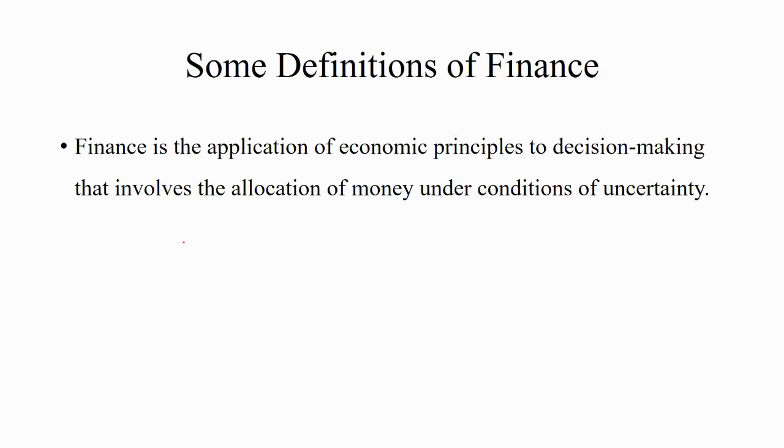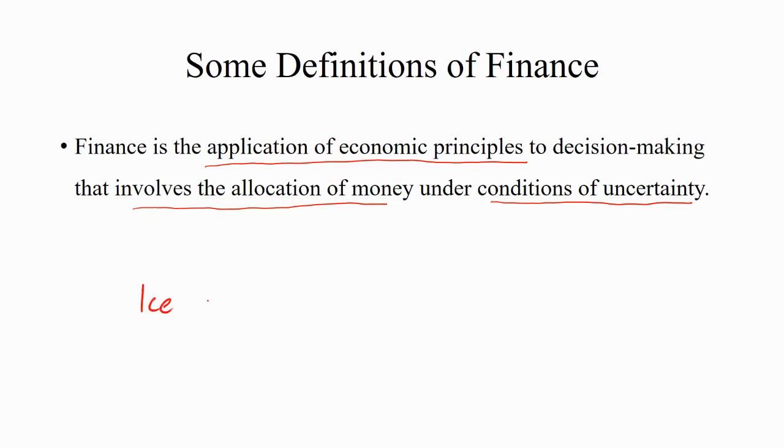Then there are some authors who try to relate finance with economics. Basically, on a deeper level, we call finance a branch of economics, which is the application of economic principles to decision making that involves allocation of money under conditions of uncertainty. So, just like our previous definition, this too involves decision making as well as the allocation of money.